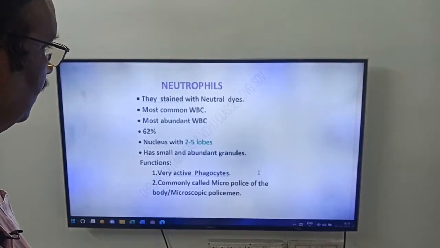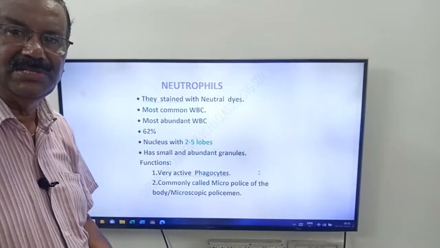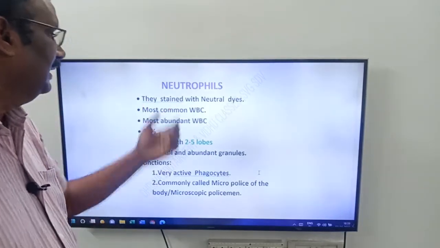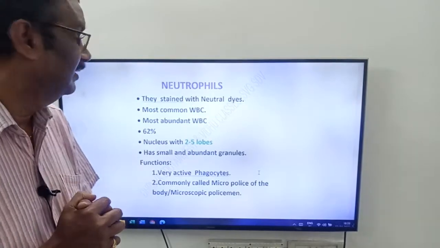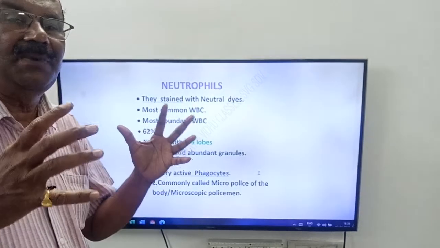Now come to the third type of granulocytes. They are neutrophils. They stain with neutral dyes, friends. This is the most common WBC.